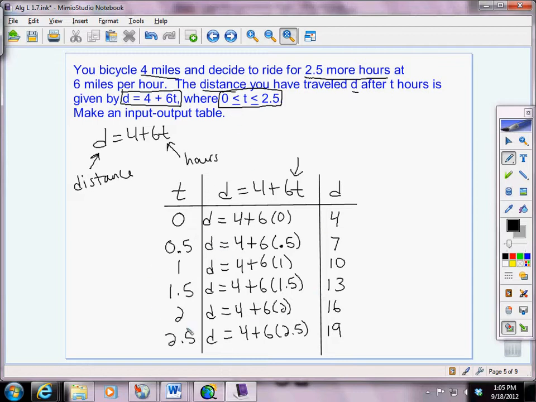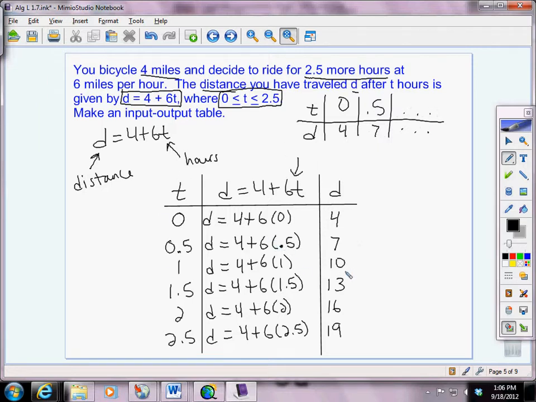So this is just an input-output table that shows if we travel 1 hour, I will have traveled 10 miles. If I traveled 2 hours, I will have traveled 16 miles. So when they say input-output table, this is what they're referring to. Sometimes you'll see them horizontally, and that's okay. 0 hours, 4 miles, 0.5 hours is 7 miles, and so on and so forth. The great thing about an input-output table is then we can graph it.